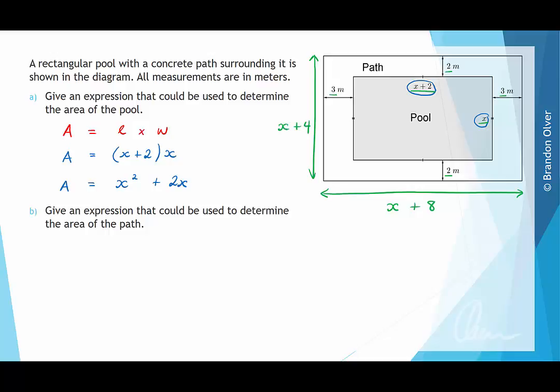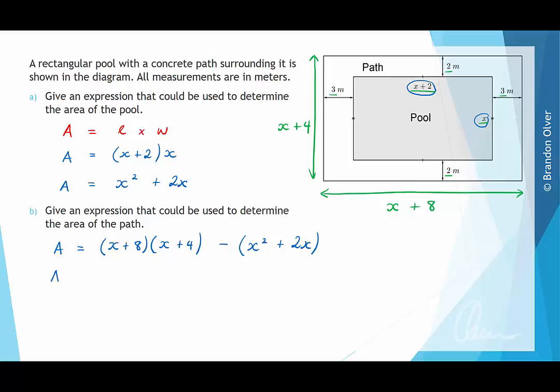Therefore, the area of the path is equal to the area of the larger rectangle, which is length by width. So we have x plus 8 multiplied by x plus 4. And then we need to subtract away from that the area of the pool, which is x squared plus 2x. So that's what we found in part A.